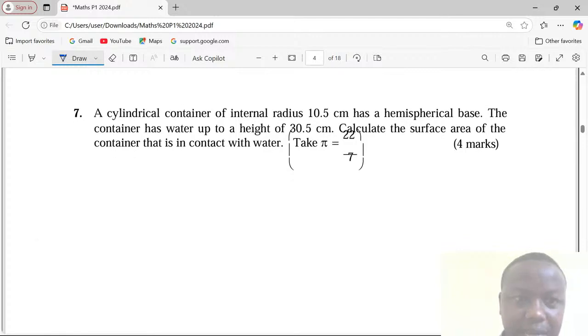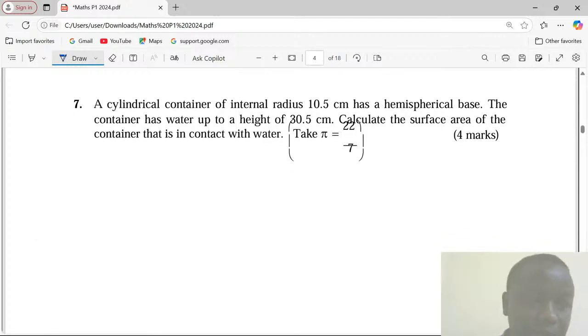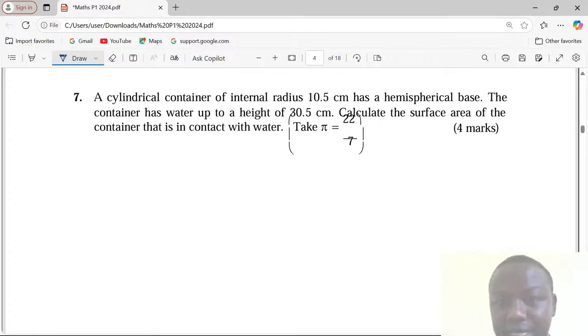Let's look at number 7. We are told that a cylindrical container of internal radius 10.5 has a hemispherical base. The container has water up to a height of 30.5 centimeters. Calculate the surface area of the container that is in contact with water.